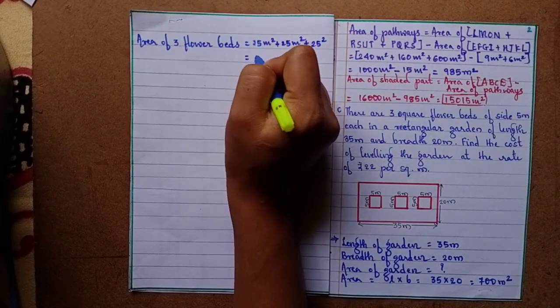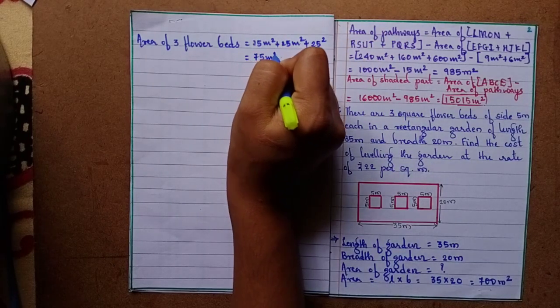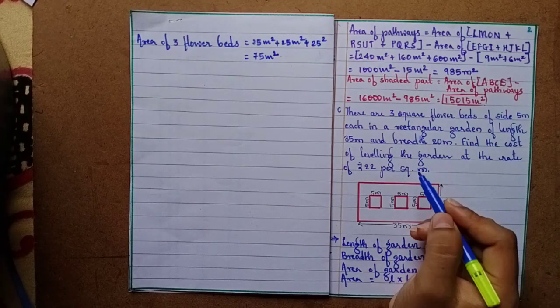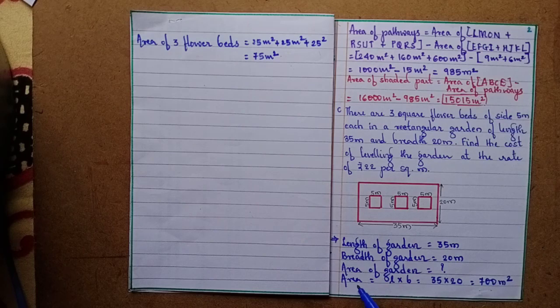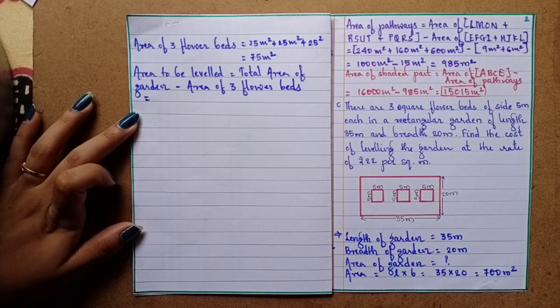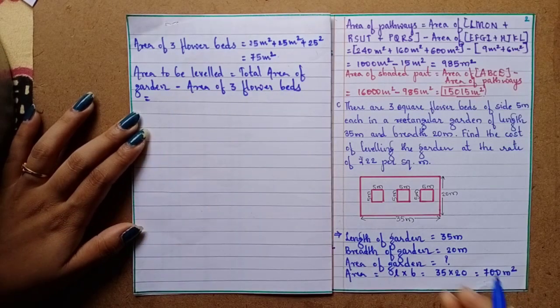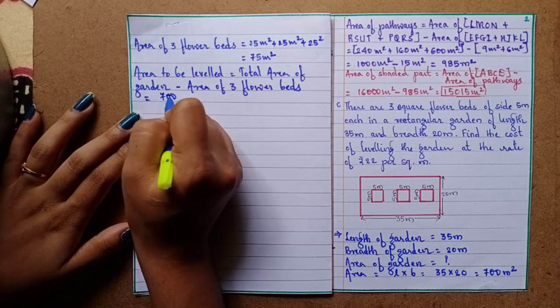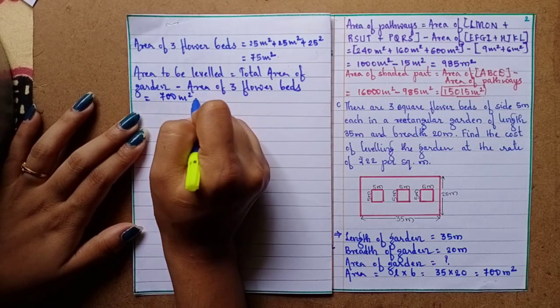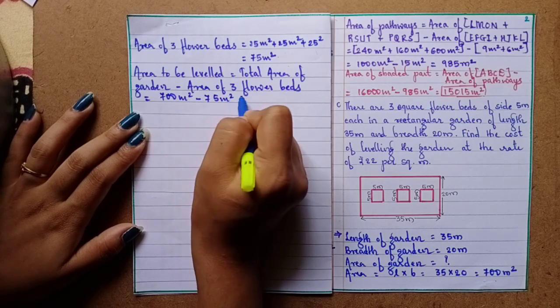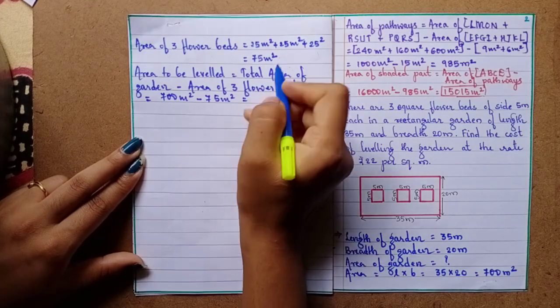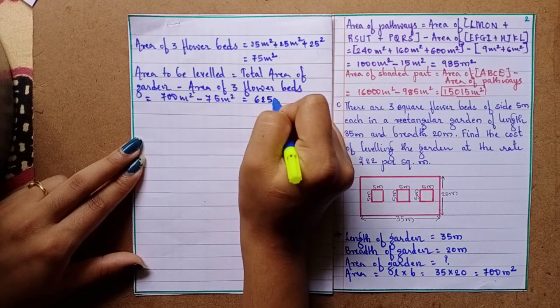Therefore, together it becomes 75 meter square. Now, to find the area of leveling the garden, we have to subtract the area of flower beds from the area of garden. Therefore, the total area of the garden is 700 meter square minus the total area of flower beds, which is 75 meter square. Thus, after subtracting, we'll get an area of 625 meter square.